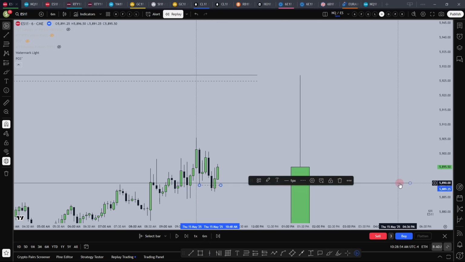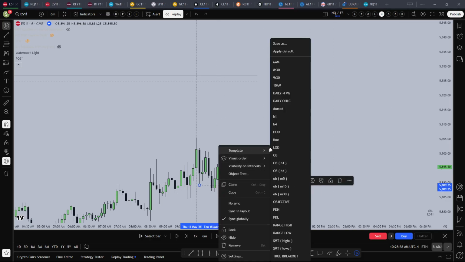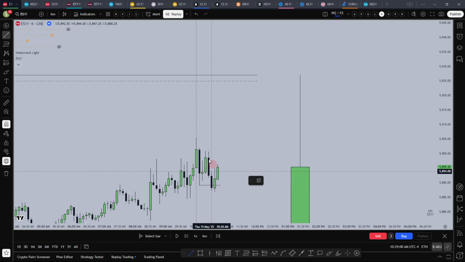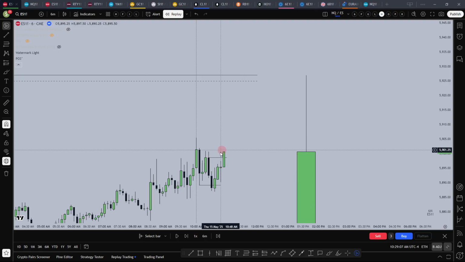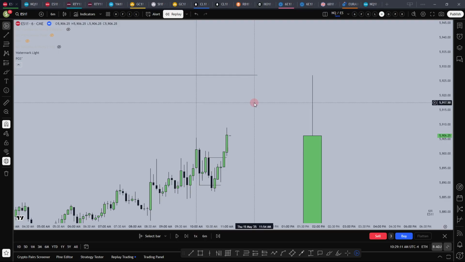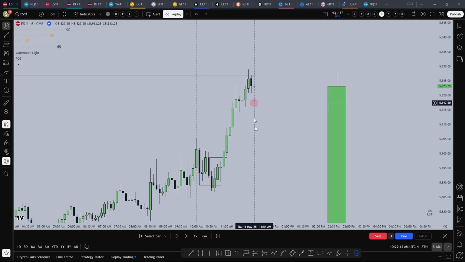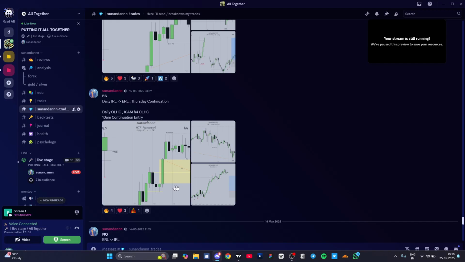Continuation signature to me. Sweep of a low to then order block formation. This is where I entered. Closure over there and framed it till this objective. This was my position this day.